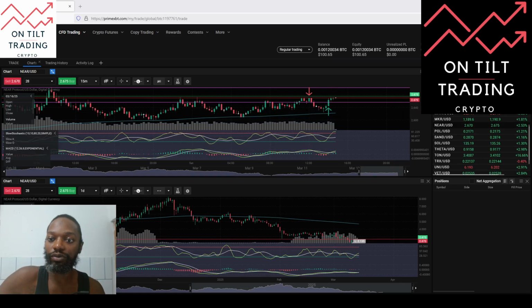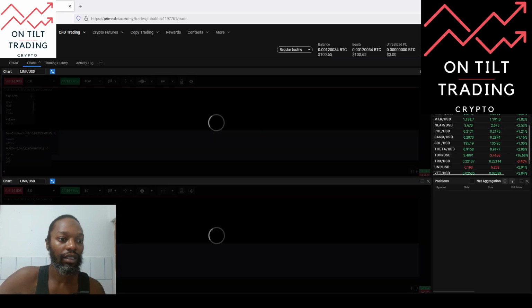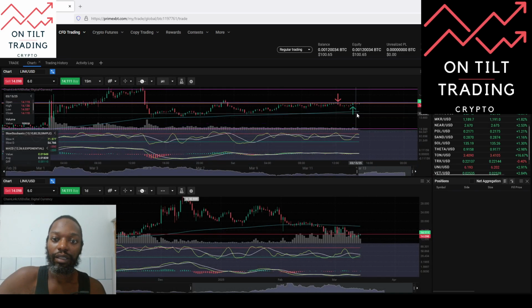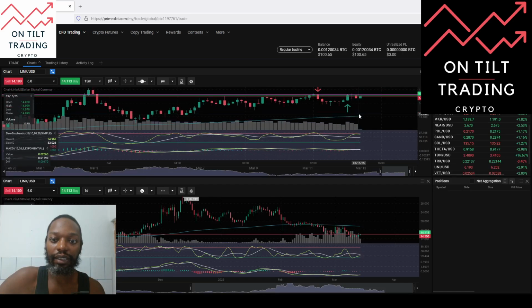Next we'll go up to Chainlink. Same basic idea here. I'll walk you through what I'm seeing. Still bring your attention over here to this area. We can see here on the daily, we're below the 200 EMA. We're above the 200 EMA here.